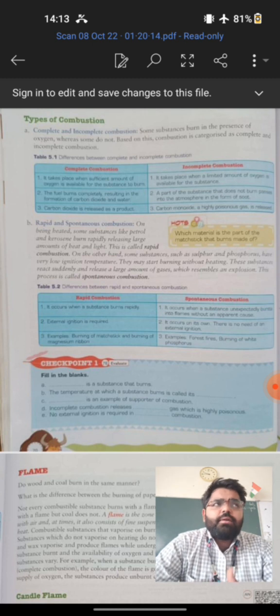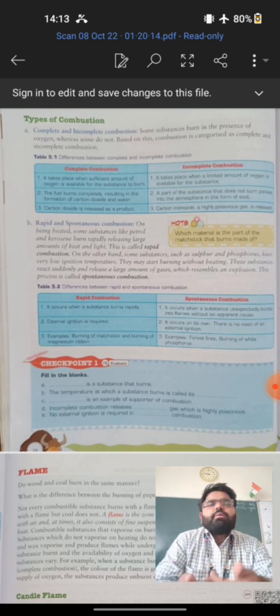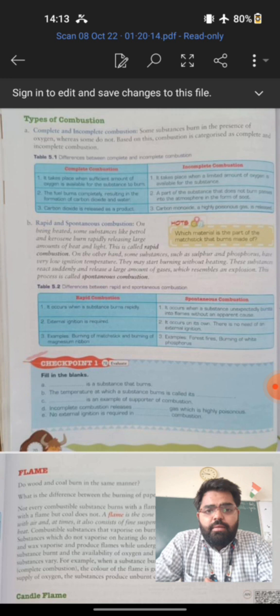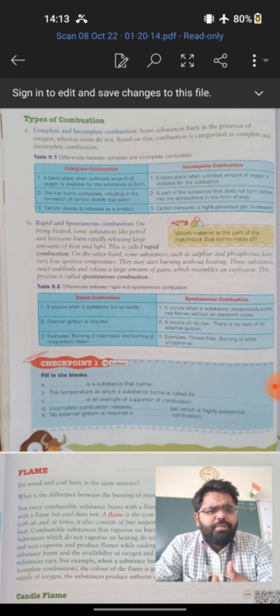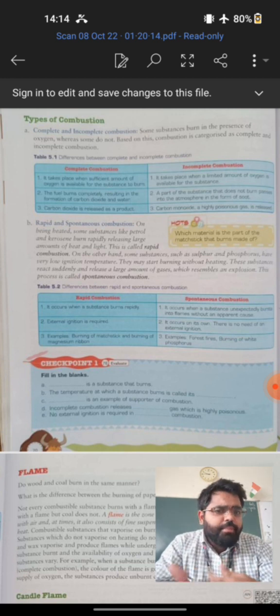Now the second is depending upon the rate at which the combustion is occurring. There are two types again. The first one is rapid, and the other one is spontaneous. The name itself suggests, right? Rapid will be the one which occurs at a very fast rate. Once you ignite them, they'll take a bit of time, but ultimately they'll burn off. But spontaneous will be the one which burns off instantly, right?